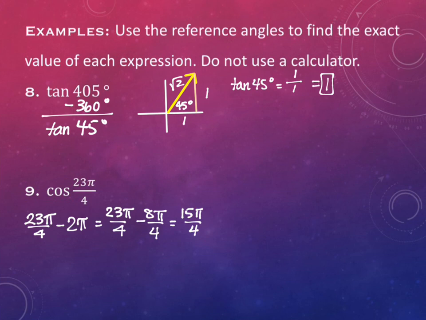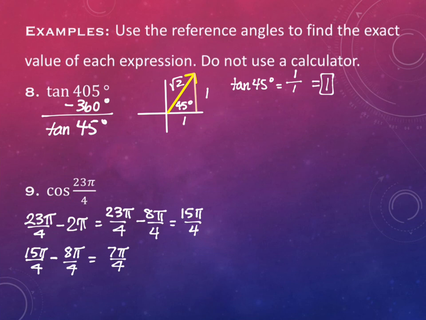So we're going to take the 15 pi over 4 now. We're going to subtract 2 pi, but we already established that that's the same thing as 8 pi over 4. So that's 7 pi over 4. 7 pi over 4 is actually less than 2 pi this time, right? 7/4 is smaller than 8/4. So we've got to figure out where we are in space.